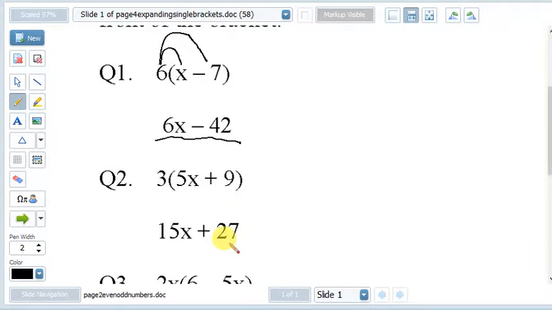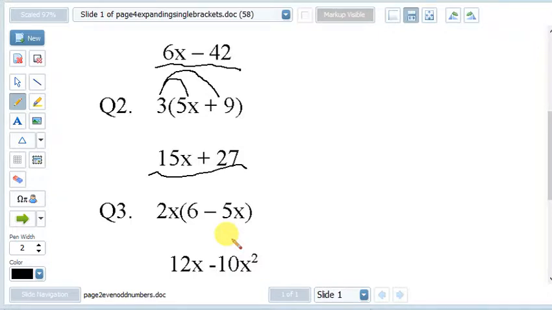Next one. So we've got 3 times 5x first, because we times everything in the bracket by the number immediately before it. So 3 times 5x is 15x, and then 3 times 9 is 27. So it becomes 15x plus 27. Again, well done if you managed to get that one correct.